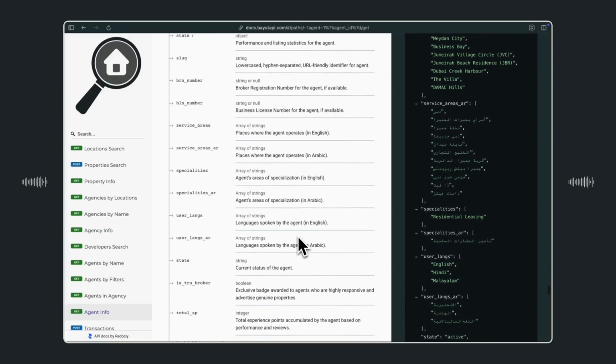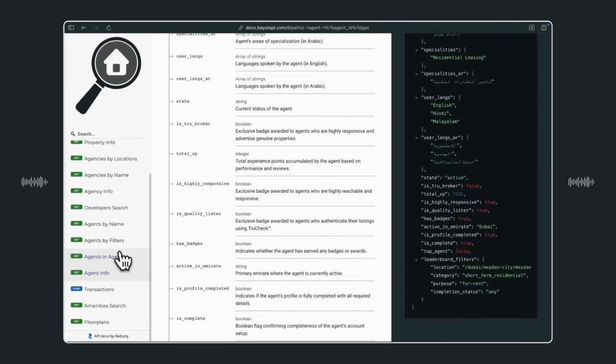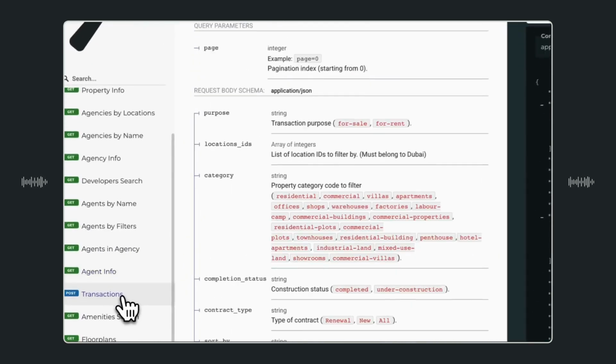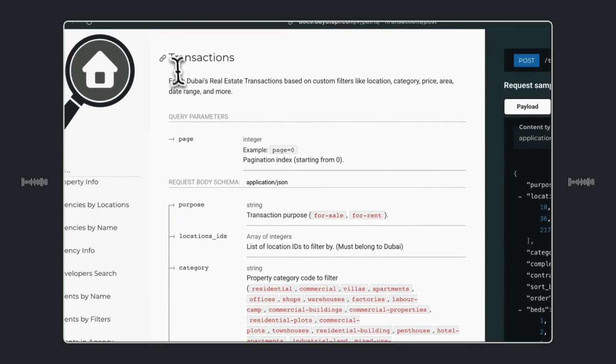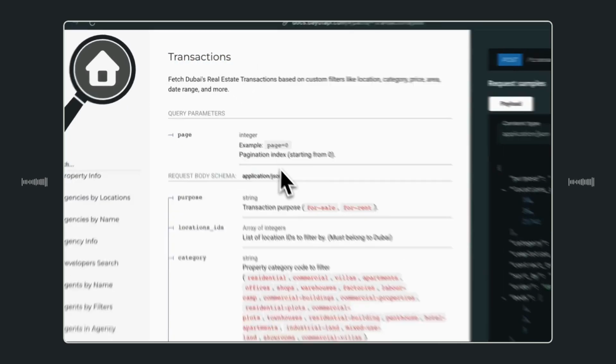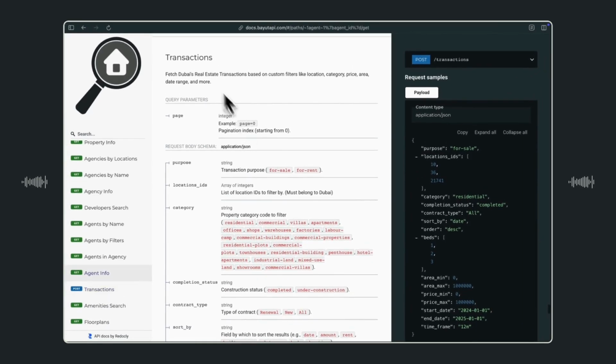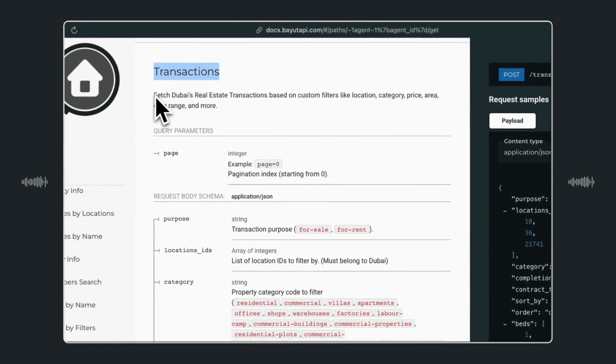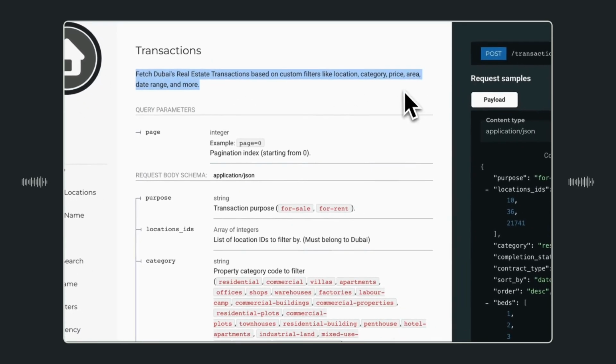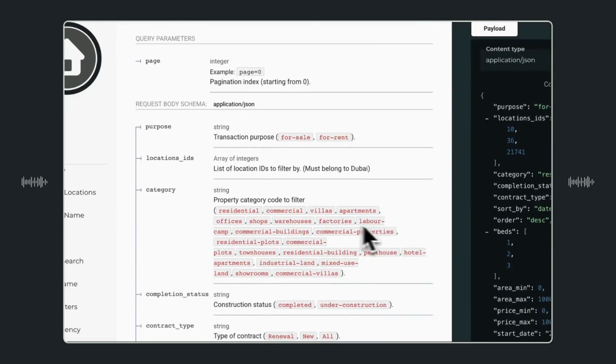Precisely. Okay, so beyond individual properties and people, this API lets you analyze the market itself through transactions. This is where you really start to understand the macro market trends and historical performance. For a hypothetical investor, this would be crucial for risk assessment and predictive analysis, right? Exactly. And this brings up a crucial point. How can we gauge market health or identify emerging trends? The transactions endpoint provides Dubai's real estate transaction history, actual sales and rental agreements recorded.